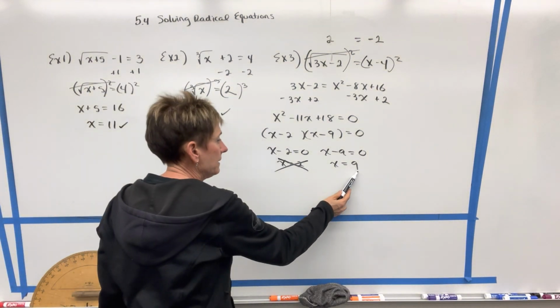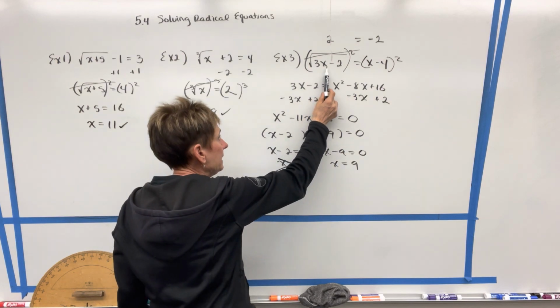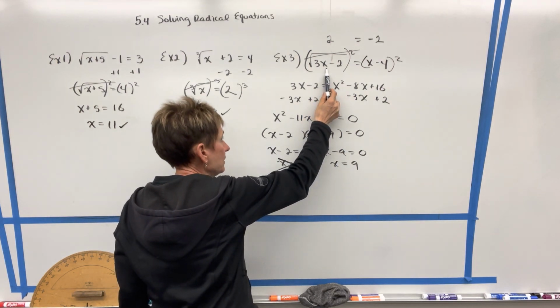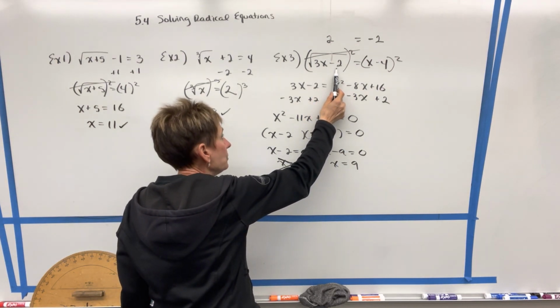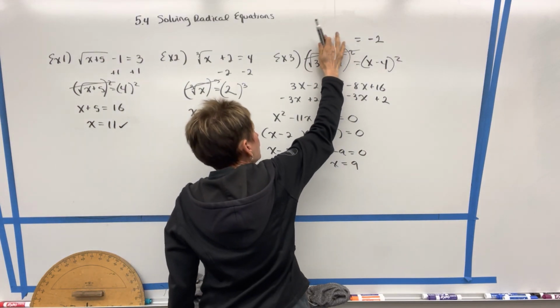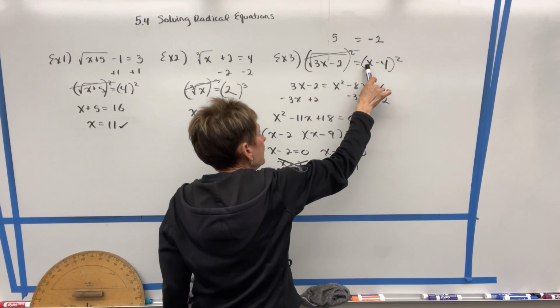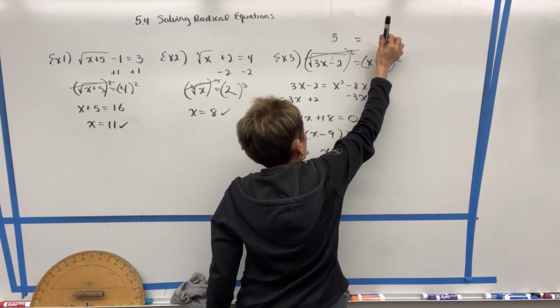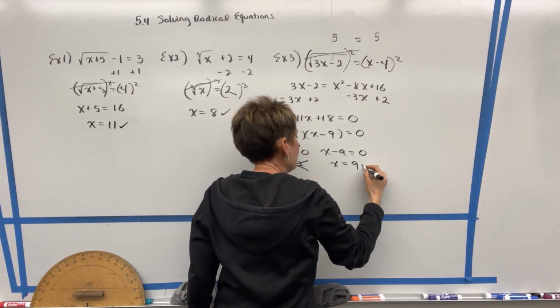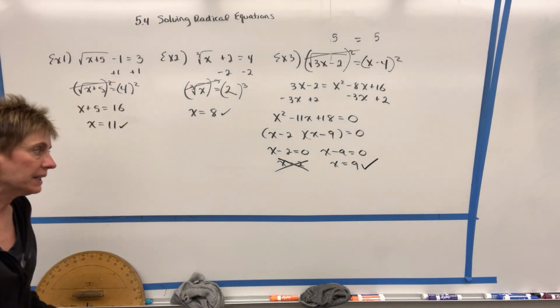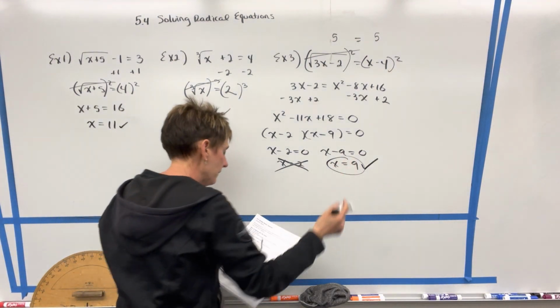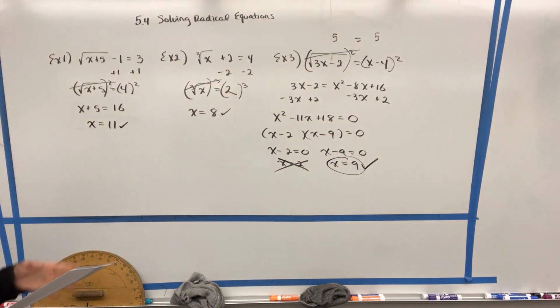However, let's try using 9. If I put 9 in here, 3 times 9 is 27, minus 2 is 25. The square root of 25 is 5. And on the right here, if I take 9 minus 4, I also get 5. So that one does work, and I can keep the solution of x equals 9.